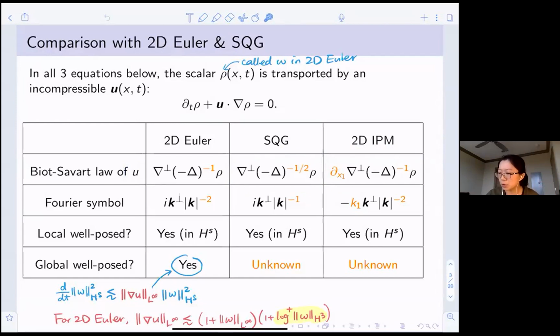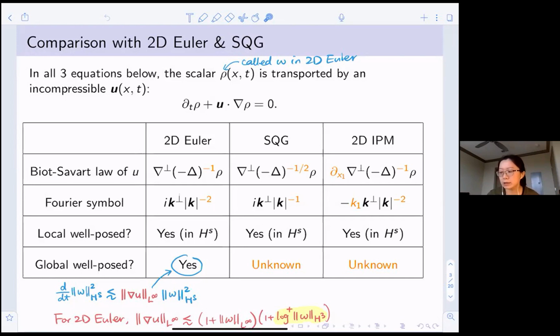And then, this can also be seen in the Fourier symbol: for the 2D Euler equation, this Biot-Savart law has a Fourier symbol homogeneous of degree -1, while SQG and IPM are homogeneous of degree 0, right? However, as we will see, because these two Fourier symbols have a subtle difference, that one is even in k and one is odd in k, this subtle difference actually has some effect in the local well-posedness theory, as we will see later.